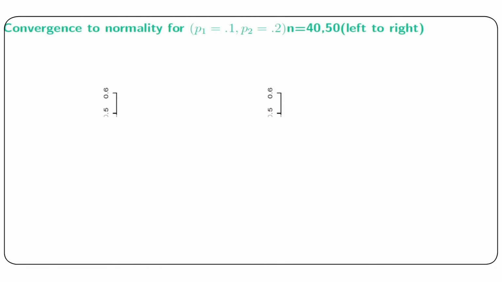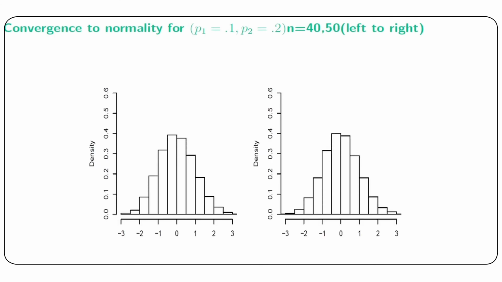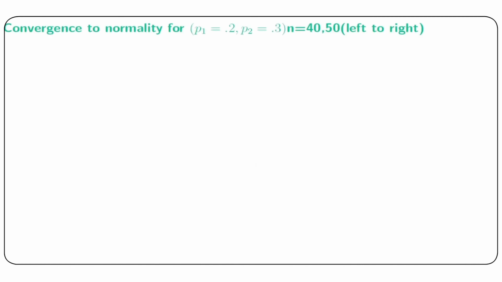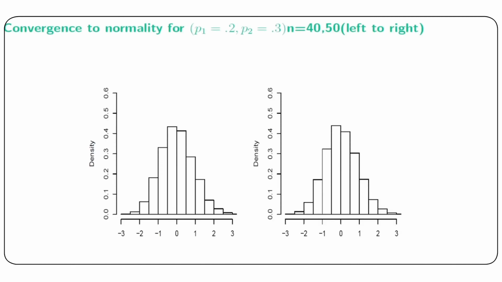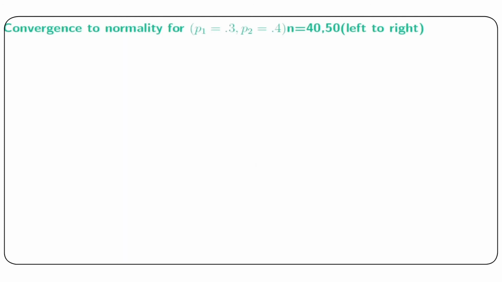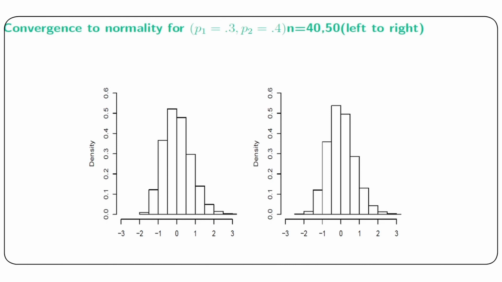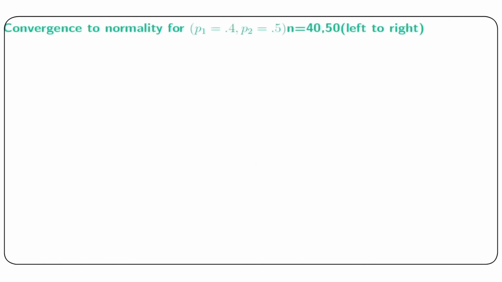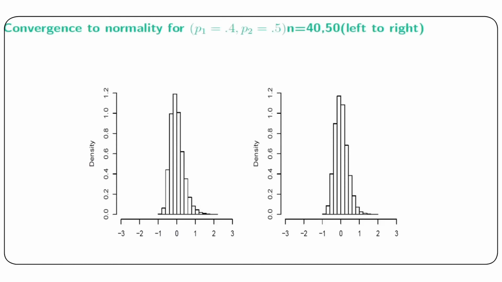So in our first figure, we have histograms for p1 equal to 0.1 and p2 equal to 0.2 and n as 40 and 50. In the second figure, the parameters are p1 equal to 0.2, p2 equal to 0.3, and for the third figure, p1 is 0.3 and p2 is 0.4. And finally, we have convergence to normality for p1 equal to 0.4 and p2 equal to 0.5 for both n equal to 40 and 50.